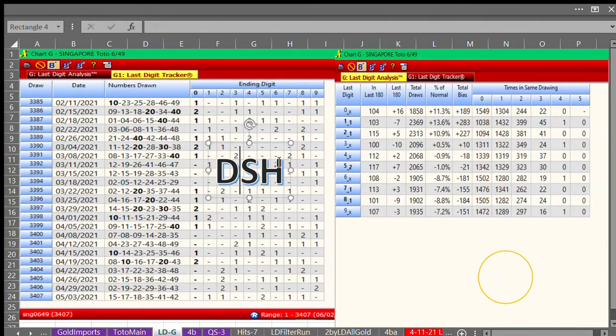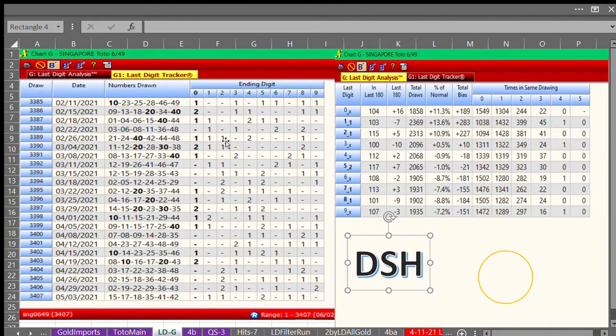And this could be entering into another dormant period here. Let's move this dish out of the way. Whoops, not that one. Let's move this. And so for the 3s, here's a hit here, here's a hit here. The 5s are hitting pretty strong for 2 last digit 5s. And here is the 8s.